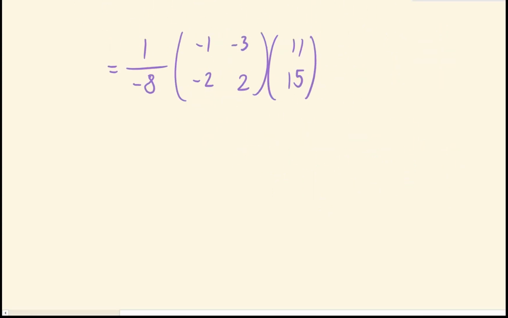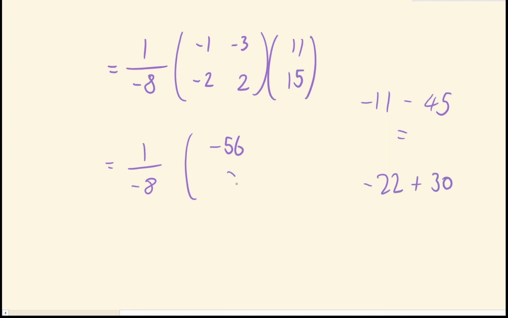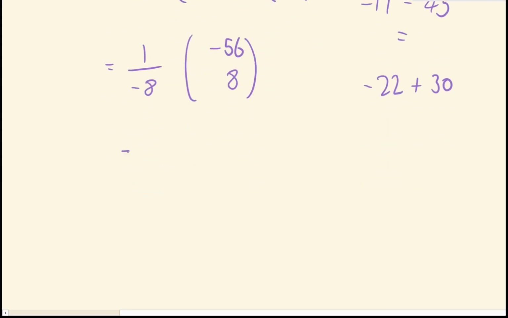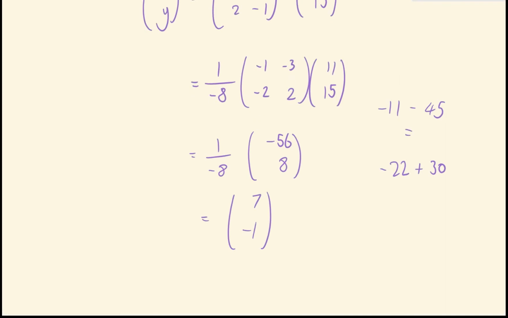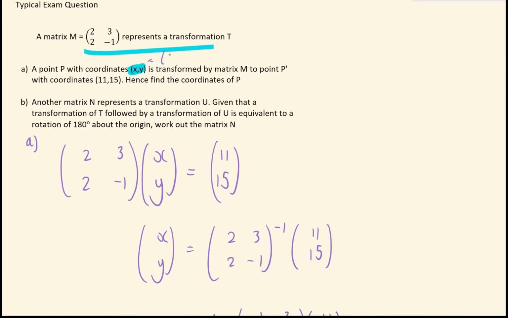Okay, let's work it out, and as always, leave the factor until right at the end. So minus 1 times 11 is minus 11, minus 3 times 15 is minus 45, so we've got minus 11, take away 45, which gives us minus 56. Here we've got minus 2 times 11, so minus 22, plus 30, which gives me positive 8. Then we can multiply this 1 over minus 8 into it. So I want to divide it by 8 and flip the signs. It gives me 7, minus 1. So therefore x, y equals 7, minus 1.